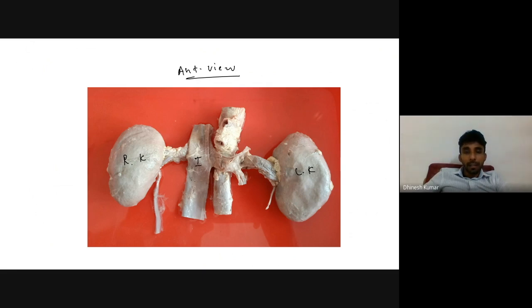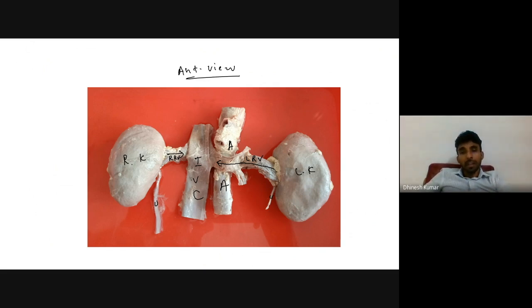This is a part of inferior vena cava. This is a part of abdominal aorta. This is the left renal vein I am marking now, which drains into the LRV, left renal vein. This is the right renal vein. Okay. So you are able to see a part of ureters, only a small part of ureters. Okay, right ureter and left ureter.